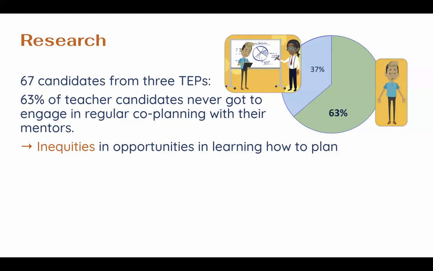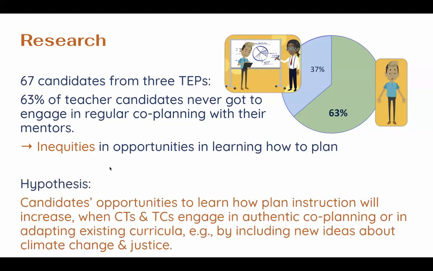And there's also, of course, an issue of time. So we have these inequities of opportunities to learn how to plan between classrooms where there are these opportunities and where they are not for our teacher candidates. And my hypothesis is that candidates' opportunities to learn how to plan instruction will increase when cooperating teachers and teacher candidates need to engage in authentic co-planning or in adapting existing curriculum by including new ideas, for example, about climate change and climate justice.